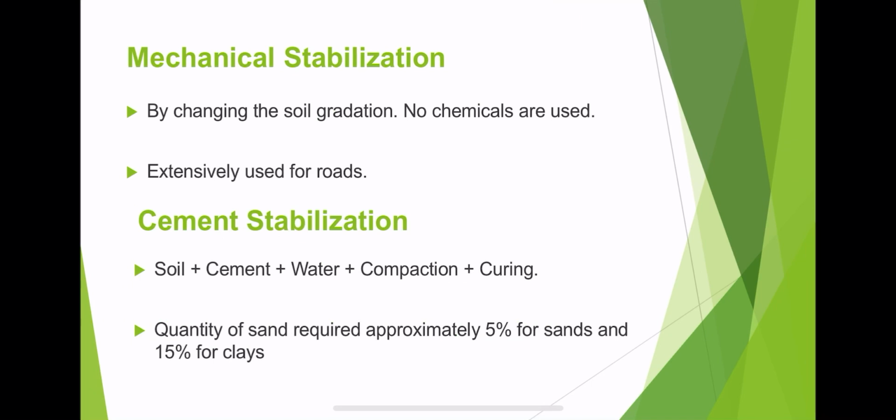Next, cement stabilization. Cement stabilization means mixing soil plus cement plus water plus compaction. After doing all the tests, we go for curing. First, initially we mix soil, cement and water. After this, we compact. Finally, we cure for a specified number of days. The quantity of cement required will approximately be 5% for sands and 15% for clays.